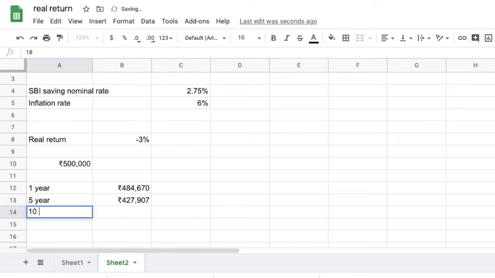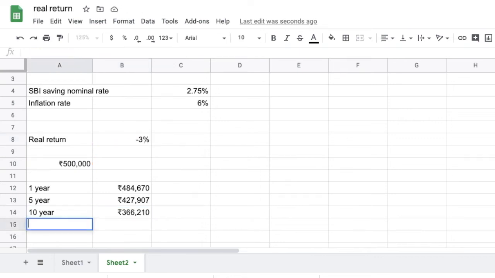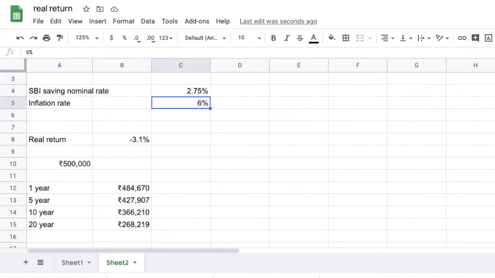Let's check the real value of 5 lakh in 10 years. So your 5 lakh multiplied by 1 plus real return power 10. So that's only 3.66 lakh. Let's check the real value of 5 lakh after 20 years. So your 5 lakh multiplied by 1 plus real return power 20. Your 5 lakh after 20 years would be worth only 2.68 lakh. So that's almost half.